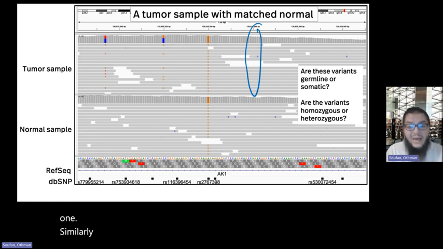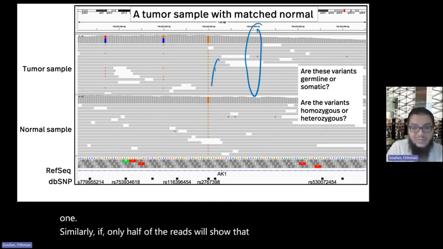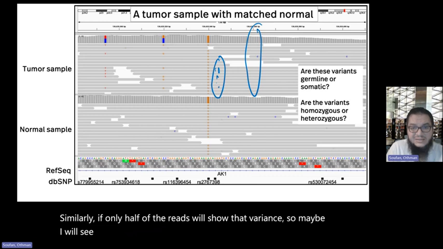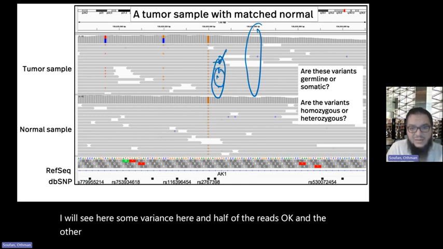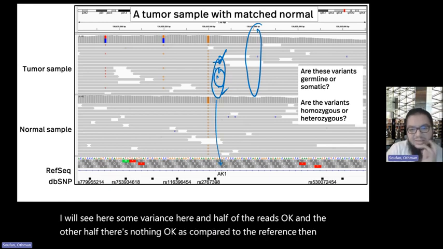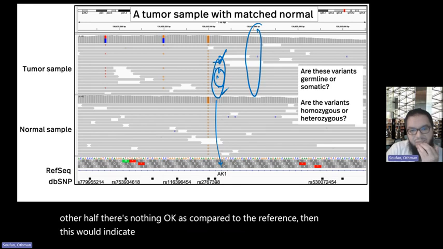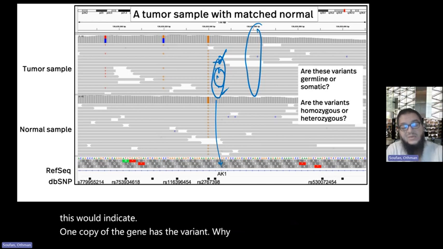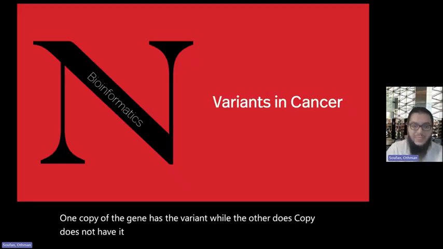Similarly, if only half of the reads show that variant, so maybe I will see some variants here in half of the reads, okay? And in the other half, there's nothing, as compared to the reference, then this would indicate that one copy of the gene has the variant, while the other copy does not have it, okay?